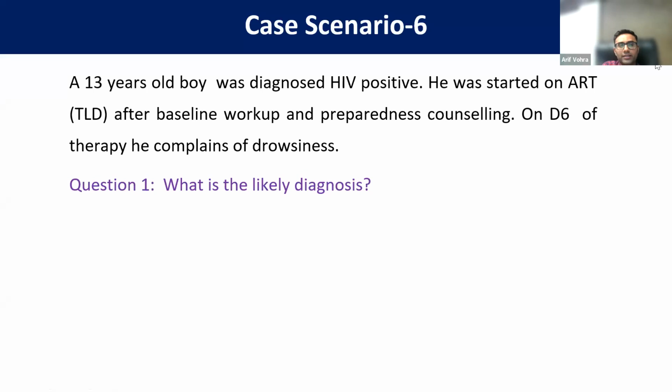So here we have the next case scenario. A 13-year-old boy was diagnosed to be HIV positive. He was started on ART after the baseline workup and preparedness counseling. On day 6, he complains of drowsiness. The 13-year-old child has been diagnosed and started on ART, which is a tenofovir, lamivudine and DTG-based regime, and the child is feeling drowsy. So what is the likely diagnosis? Can anyone tell in the chat box?